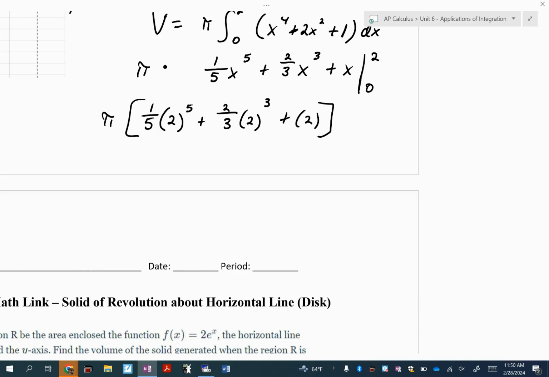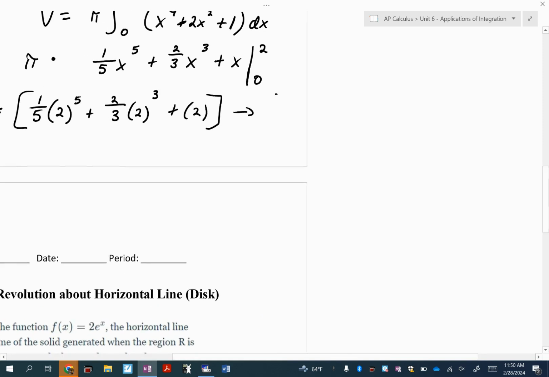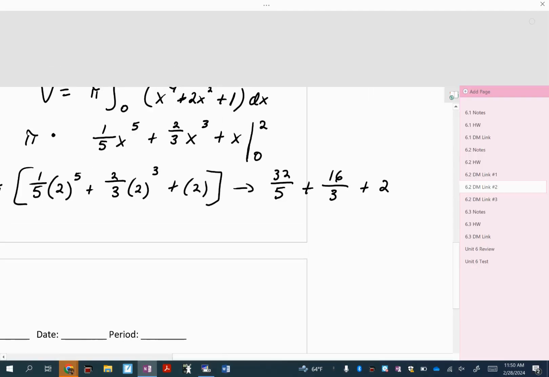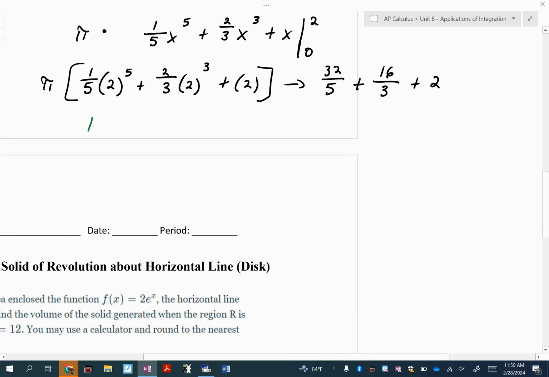Okay, 2 to the 5th power. What's 2 to the 5th power? 32. That's 32 fifths plus, what's 2 cubed? 8 times 2 is 16 thirds plus 2. What's my common denominator to get all these to be the same? 15. So I'm going to write 15 here. What's 32 times 3? What's 30 times 3? 90. What's 2 times 3? 6. It's 96. So come on, you can do this.